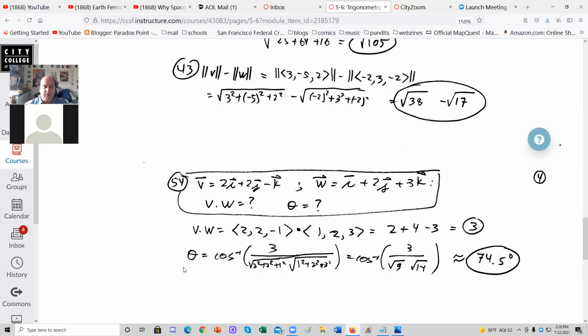Theta, the angle between the vectors, is the arc cosine of the dot product, 3, over the product of the lengths. This one has length root of 2 squared plus 2 squared plus 1 squared. This one has length root of 1 squared plus 2 squared plus 3 squared. This works out to root 9. This works out to root 14. So the arc cosine of 3 over root 9 times root 14, which after consulting a calculator gives you 74.5 degrees.